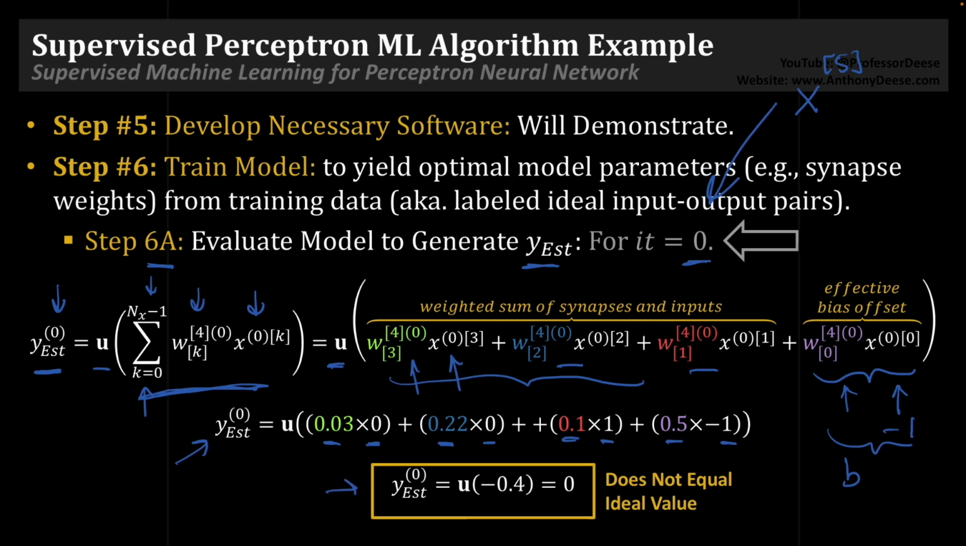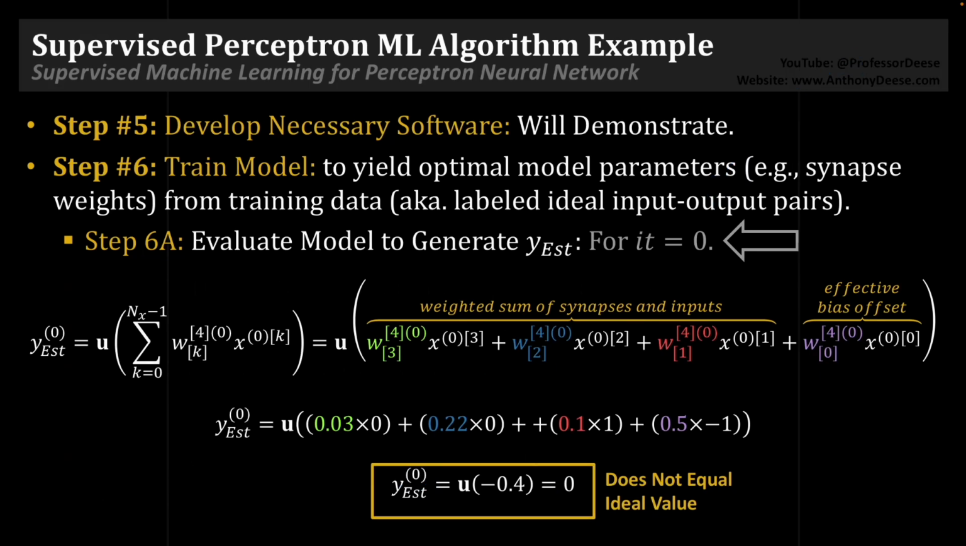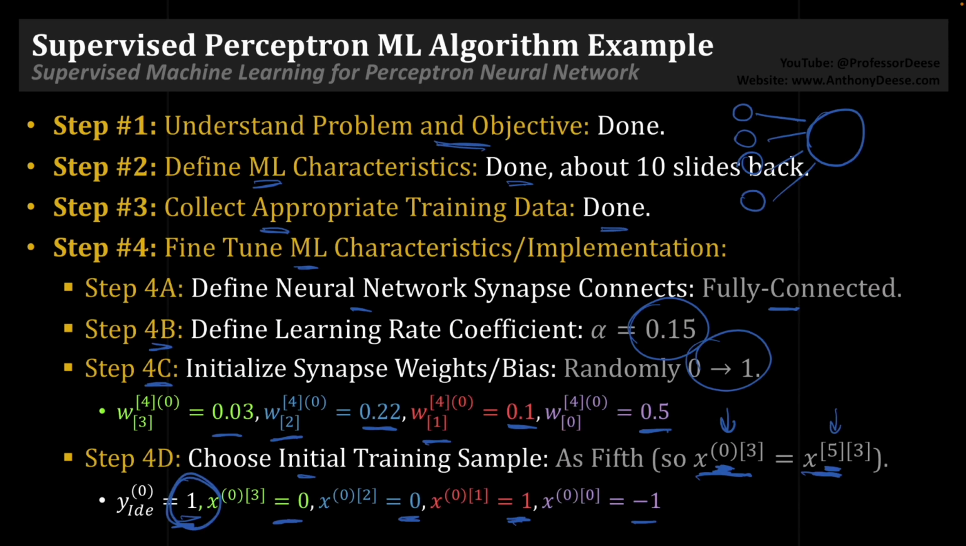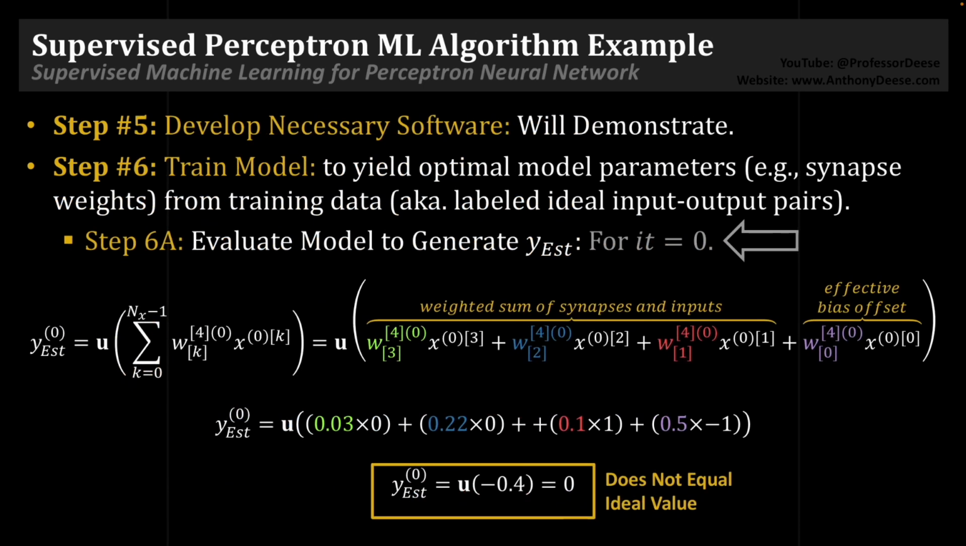Okay, and so what we end up with is an estimated value, y sub est for iteration 0. We apply the activation function to a value of negative 0.4. The unit step activation function, whenever it accepts a value less than 0, spits out a 0, and so we end up with a 0. Now we'll note that this doesn't equal the ideal value. The ideal value is a 1. So we know that we will have to apply an update here.